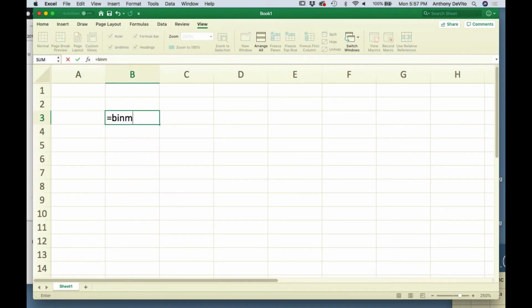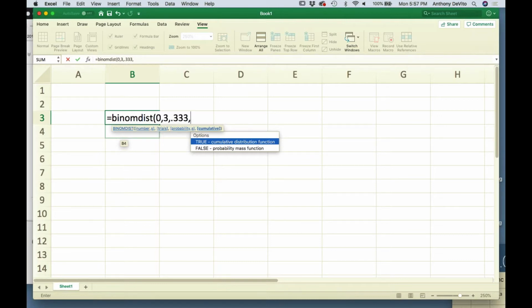Equals binom dist. Now, there you go. Okay, parentheses. Okay, so it prompts us. The first thing it prompts us for is the number of successes. Number of successes is 0. Want to know about none of them experiencing a fall. The number of trials is 3. You're applying it to your 3 grandparents, comma. The probability of any one of them having a fall is 0.333, comma, and cumulative, true or false. Which one do you think I should put? Yeah, I would use false as a fallback because we're only asking for that exact outcome, just for habit's sake.